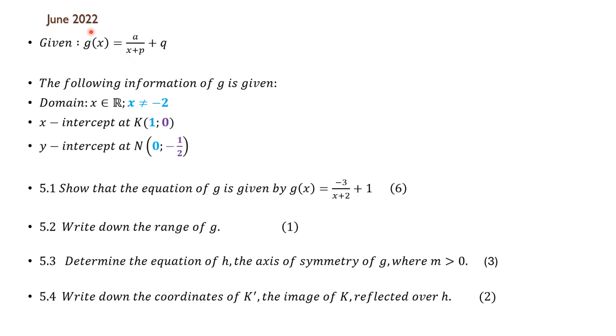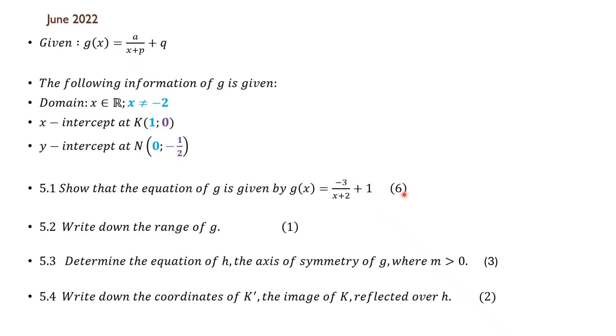This is from the June 2022 exam paper, and they've given us g of x equals a over x plus b, plus q. The following information of g is given: the domain, x an element of the real numbers, x not equal to -2. So -2, if it's not allowed, is an asymptote. Then they give me the x-intercept at the point K, where x is 1 and y is 0. The y-intercept is the point N, where x is 0 but my y value is -1.